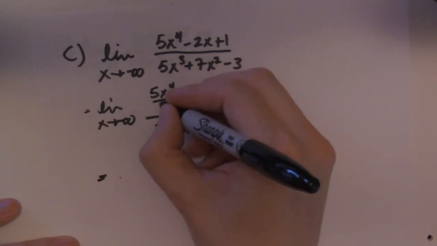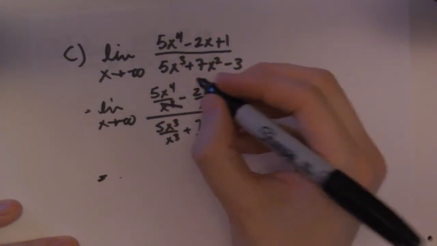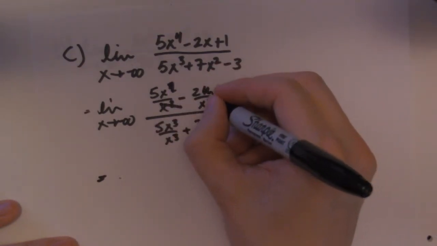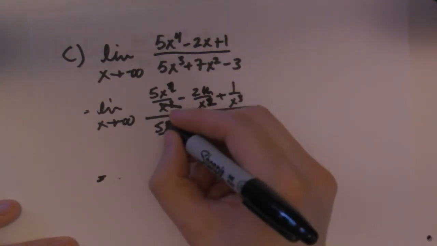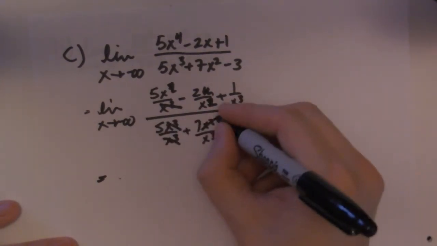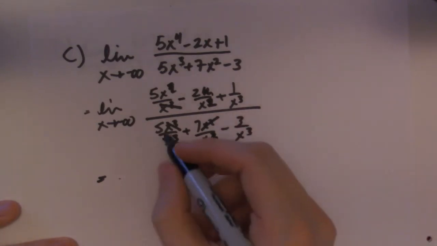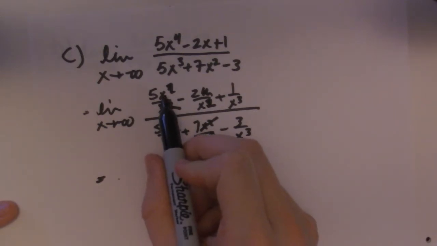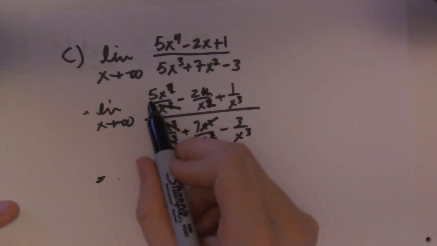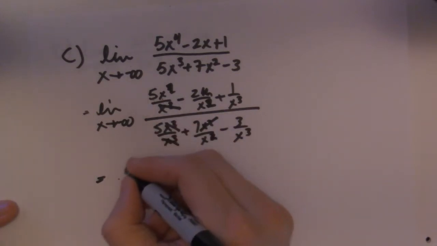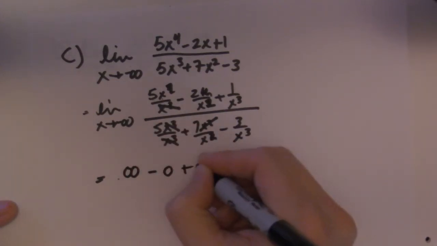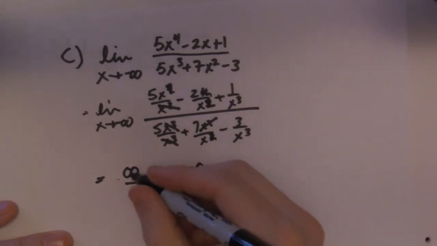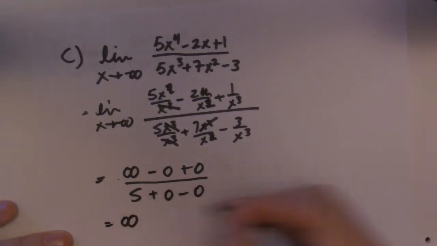So I cancel the x cubed, and then this gets turned into just an x. The x canceled, left with an x squared. That one doesn't change. Those are completely gone, left with just 5. This one's gone, I'm left with just an x on the bottom. That one doesn't change. So you can see the problem here is that I'm left with a variable in the numerator, so it's not over that x. So really what I have here is 5 times infinity. So really that's infinity minus 0 plus 0, all over 5 plus 0 minus 0. So I get infinity over 5, which is infinity.